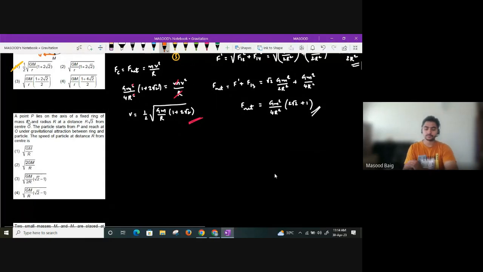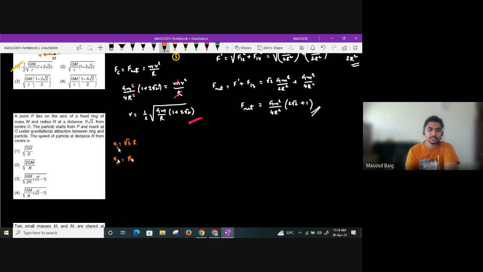And a point P lies on the axis of a fixed ring of mass m and radius r at a distance r root 3. So what is the x value given here? Root 3 into r from the center. The particle starts from point P and reaches point O under gravitational attraction between ring and particle. They are asking the speed of the particle at a distance r from the center. So initially it is at root 3 r distance. Finally, where will it be? It should be at r distance.